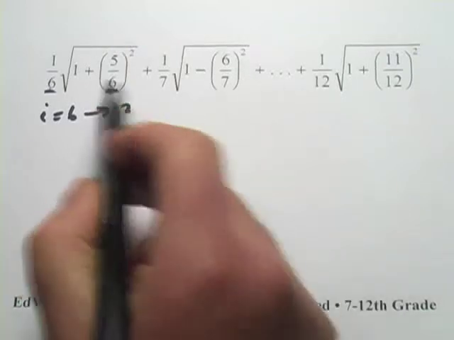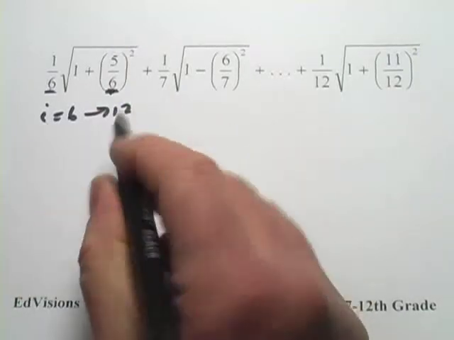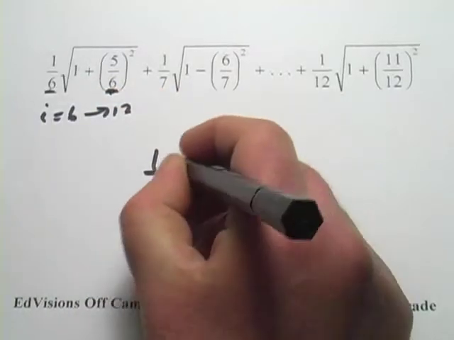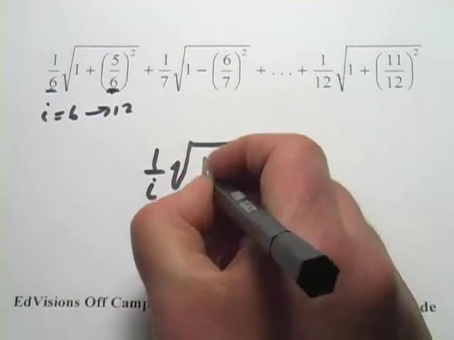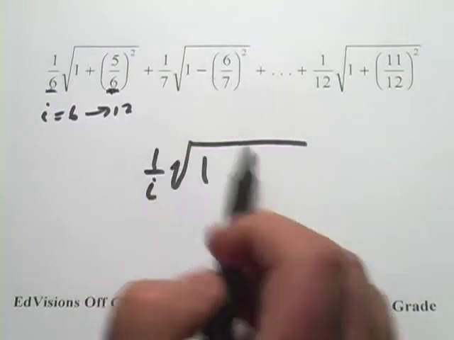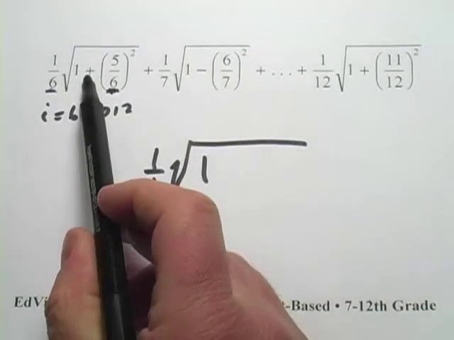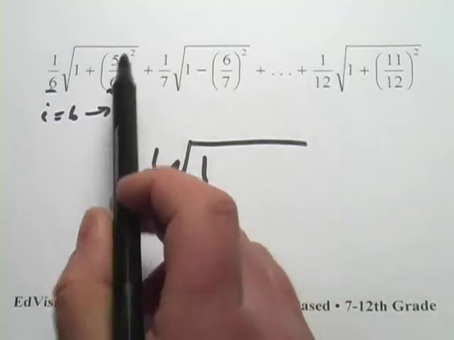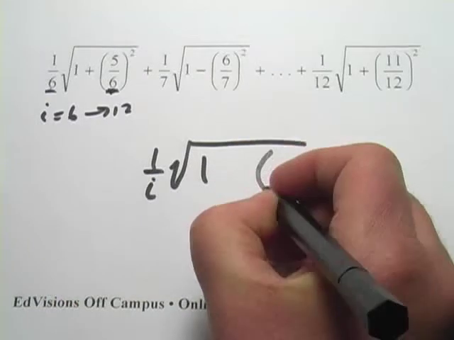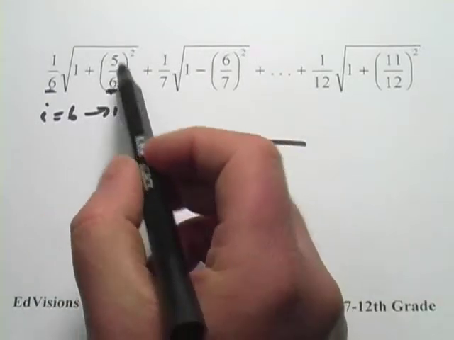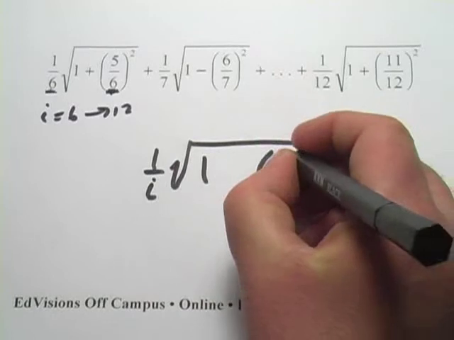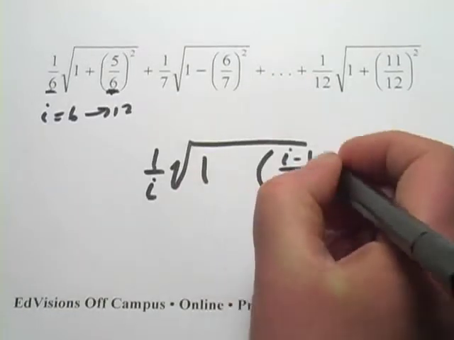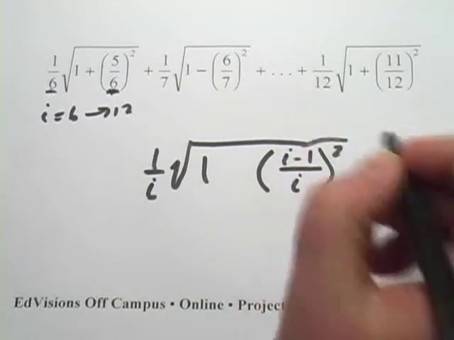Now let me start writing out this expression. So we would have 1 over i, and then we'd have our big square root symbol, and we'd have the number 1, and then there's something else going on here which I'm going to leave a little space for. Here there's a plus sign, here there's a minus sign, then there's a plus sign over here. We'll talk about that in a minute, but let's work at what's in the parentheses. So I've got 5 sixths here. This is 1 less than i, so I'm going to write that as i minus 1. And this is the same as i, so I'm going to write that as i, and this is quantity squared.